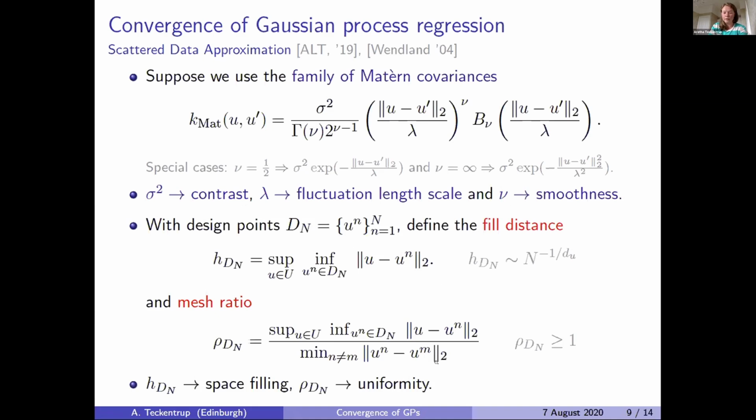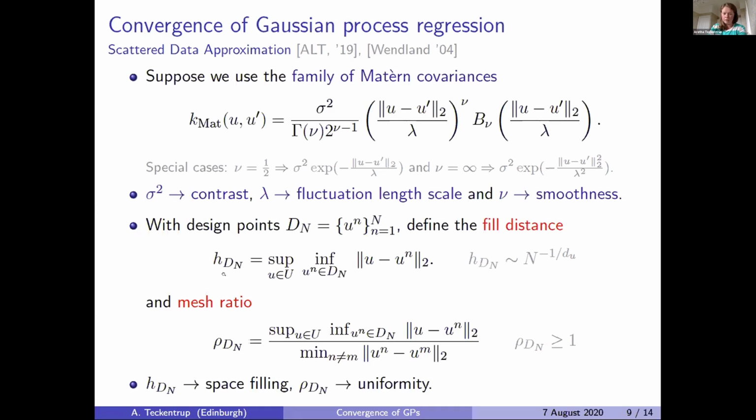To formulate the convergence result, I have to define these two quantities here. These are two quantities that are related to how you choose the design points, the points at which you gather your function evaluations. These were the points where we were given our function evaluations of f. And both of these things, the h and the rho, depend on n.